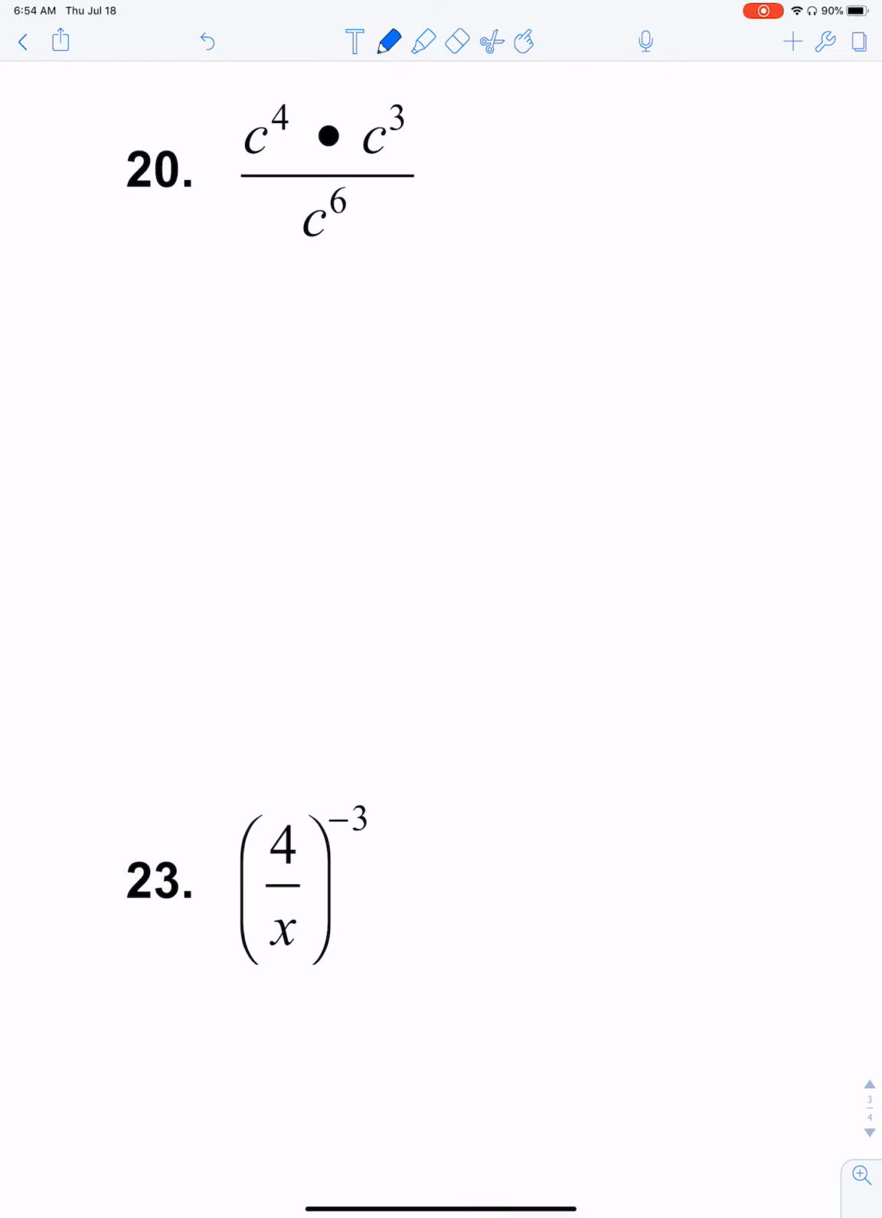Okay, 20. Okay, we have another two-stepper. So c to the fourth times c to the third, that's going to become c to the 4 plus 3 over c to the sixth. C to the 4 plus 3 becomes c to the 7th over c to the 6th. And c to the 7th over c to the 6th, we can change that to 7 minus 6, which leaves us with a final answer of c to the 1st, which in turn is just c.